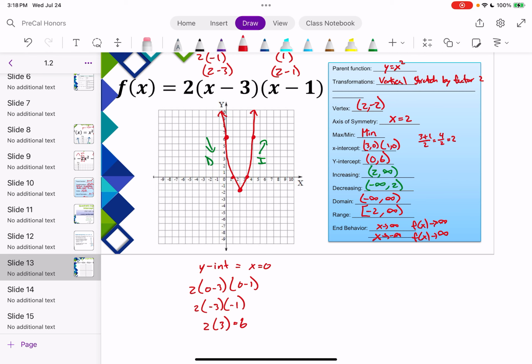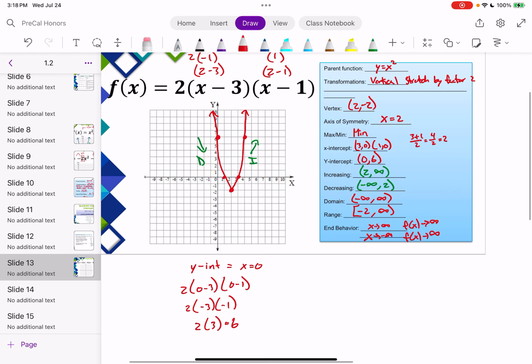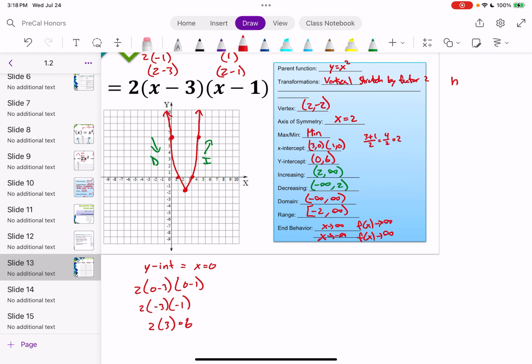Our H and K, keep in mind, our H is left and right, our K is up and down. Remember, our vertex will always be at 0, 0 with a parent function, which means if we take a look at how much we move left and right based off of our vertex, that is going to tell us our shift left, right, up, down for our transformations.